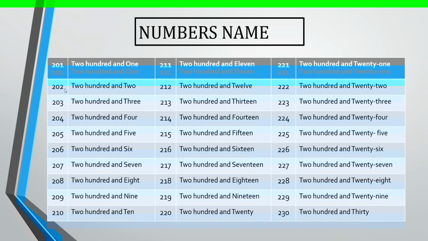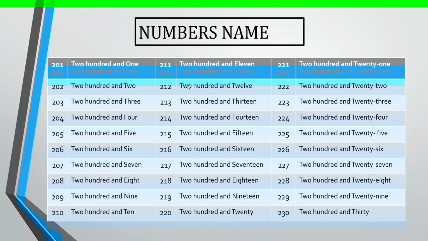201, 202, 203, 204, 205, 206, 207, 208, 209, 210. Very good students. You can learn the numbers from 201 to 210.